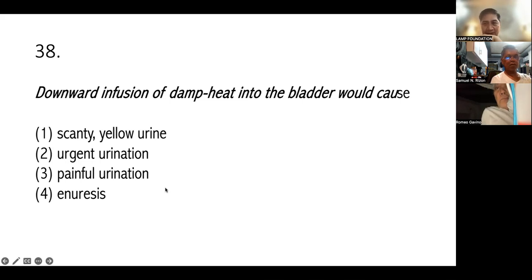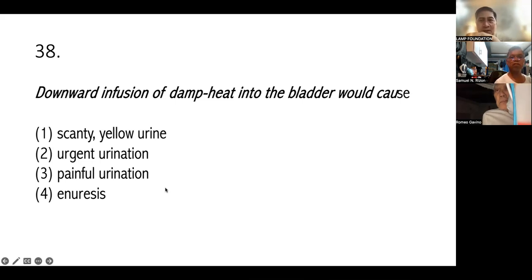Ito naman, bakit mo hindi sinagot si enuresis? What is enuresis? Ano po siya, urinary incontinence, loss of bladder control. Is the loss of bladder control. Ito ba yung sinasabi nating bedwetting? Yes po. Parang yung mga bata. So ano po ang pathology doon? Would you have the same pathology here? It's definitely not damp heat, no? Hindi pa po.